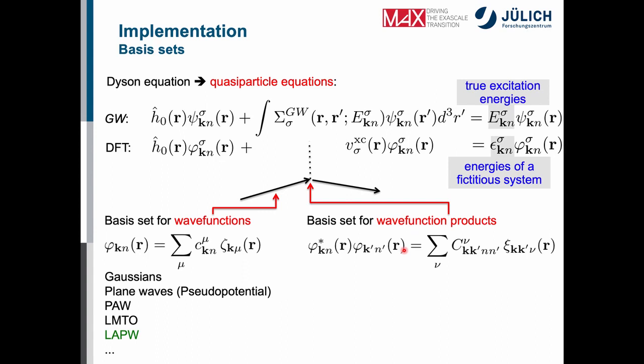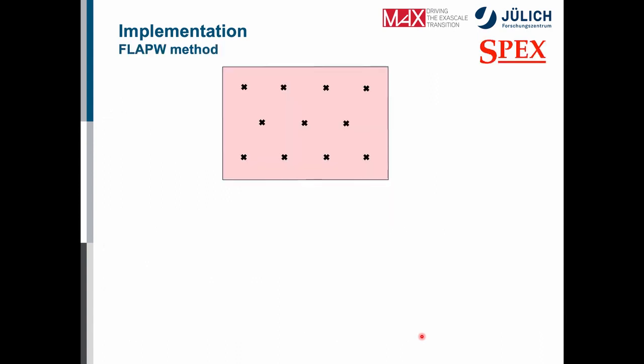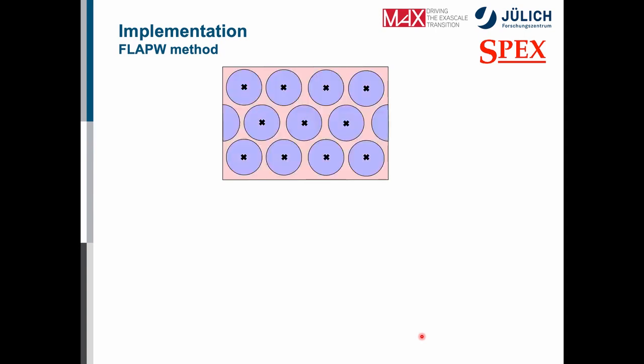The choice of the product basis should depend on the basis for the wave functions. For Gaussians, one would use an auxiliary Gaussian basis, which is used for density fitting in the DFT code. For plane waves, the choice is simple. The product of plane waves is a plane wave again. And for the LAPW method, we use the so-called mixed product basis, which I want to describe briefly in the following. To remind you, the LAPW basis is based on a partitioning of space into two regions. The Muffin-Tin spheres, which are centered at the atomic nuclei, and the remaining interstitial region.